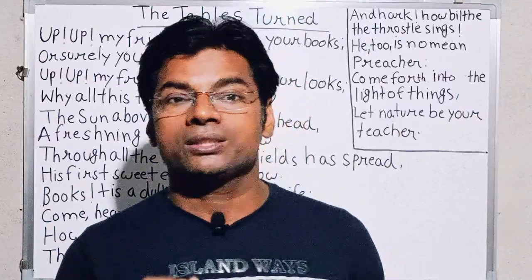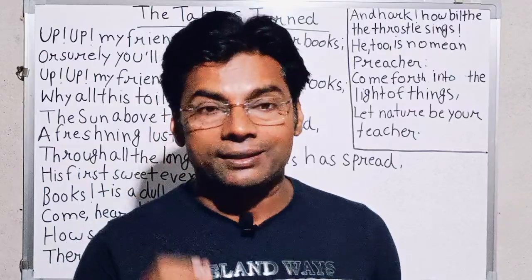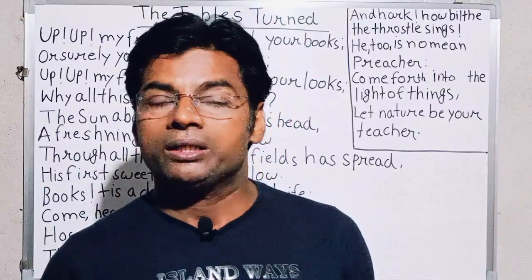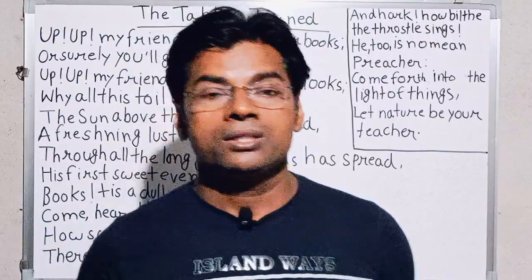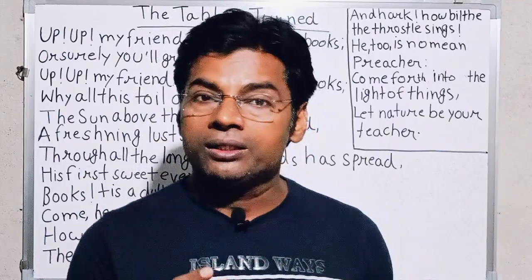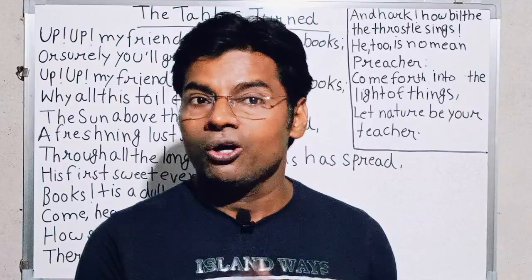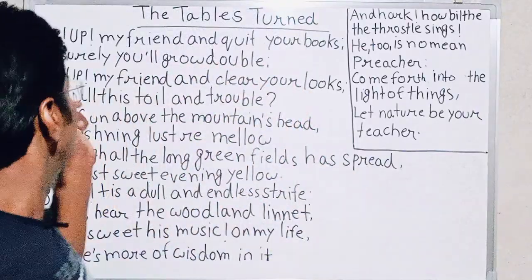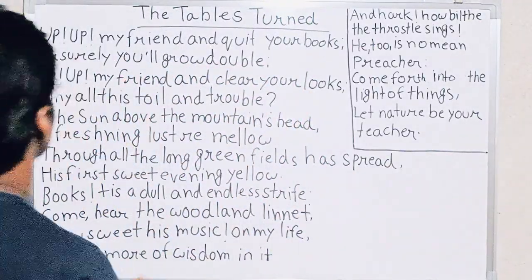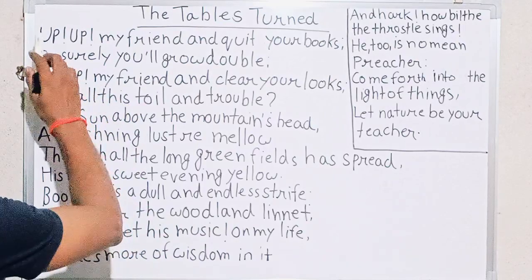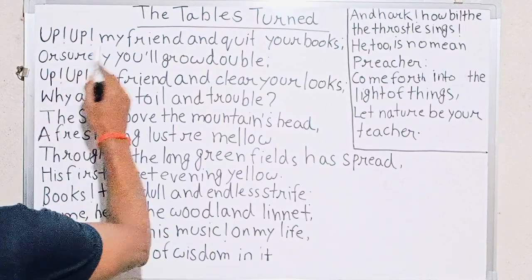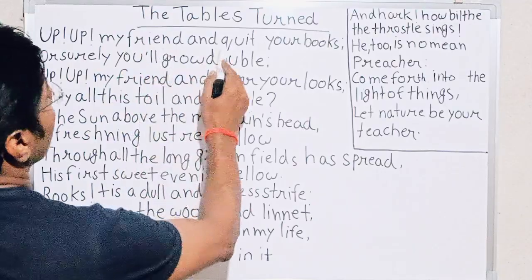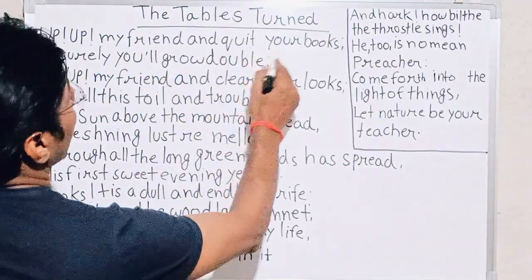So palilogia, diacope and epizeuxis, E-P-I-Z-E-U-X-I-S, probably is the spelling of epizeuxis. Palilogia, P-A-L-I-L-O-G-I-A. Diacope, D-I-A-C-O-P-E. So in the first line, diacope is used. Why? Because here the poet says up, he's repeating the word up, my friend, and quit, give up your books.